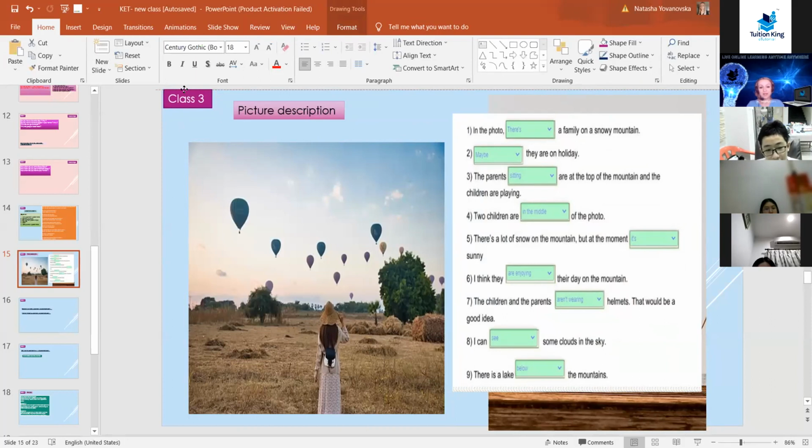There is a tree below the sky. Okay, all right, good.